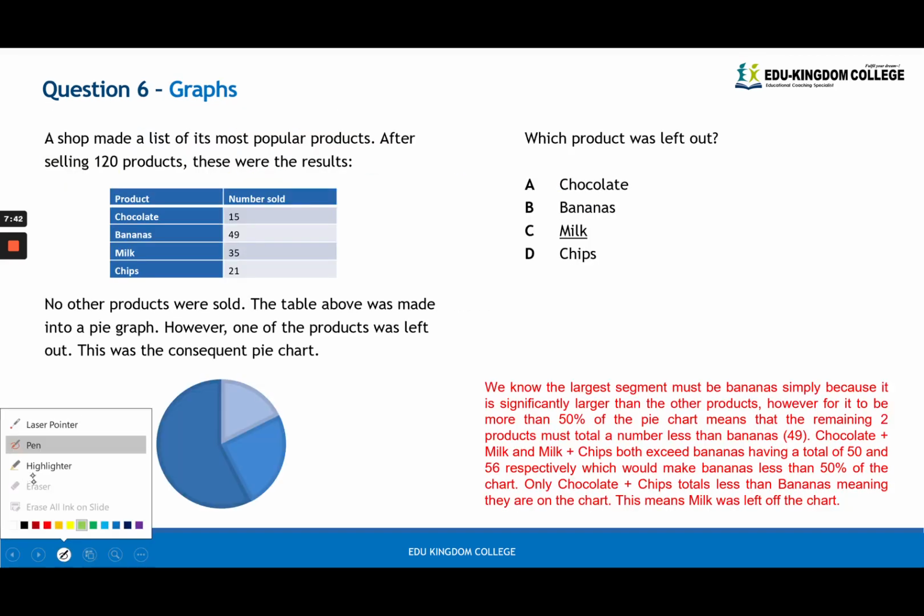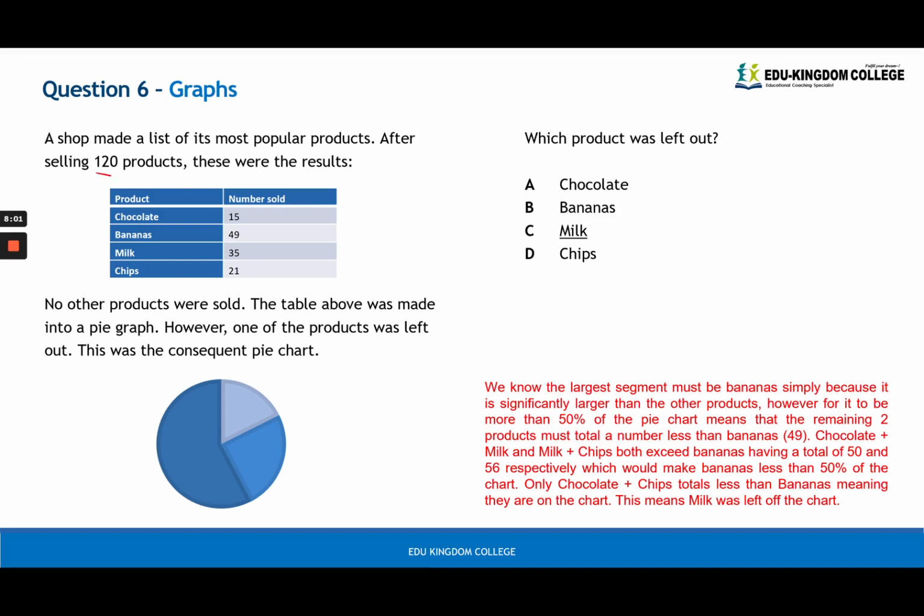A shop made a list of its most popular products. After selling 120 products, these were the results. No other products were sold. The table above was made into a pie graph. However, one of the products was left out. This was the consequent pie chart. Which product was left out?